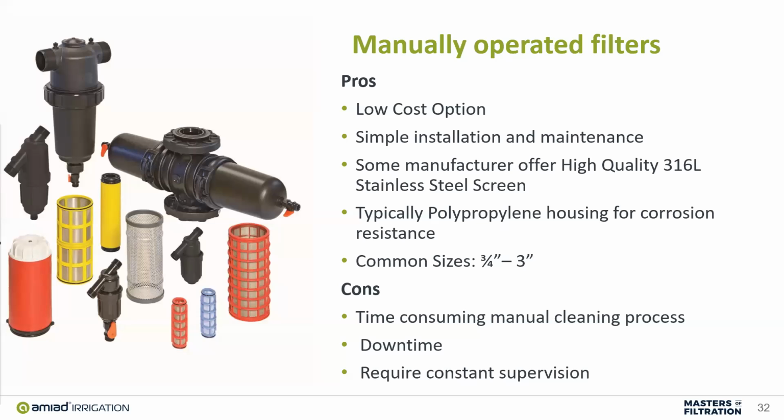So manual filters, you have some specific pros and then some cons to it. The pros are they're a low-cost option. They're pretty inexpensive to install, and their installation is simple, and their maintenance is pretty easy, other than you've got to pull them apart and clean them. Some manufacturers have a stainless steel screen, which is important. And then some are typically like a propylene housing for corrosion resistance. Typical sizes are anywhere from 3/4 inch all the way up to 3 inch.